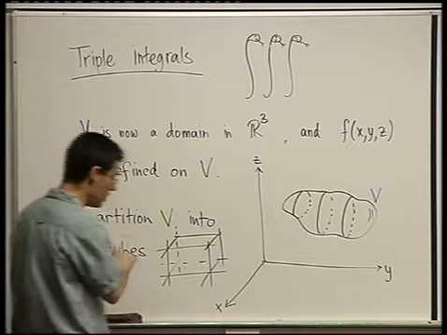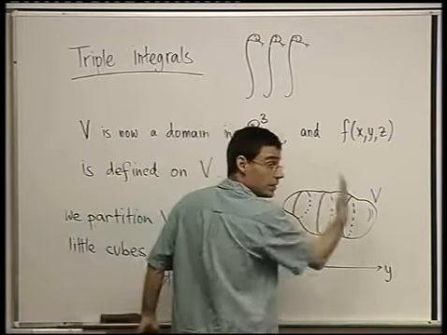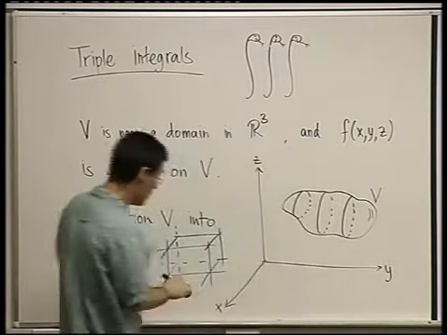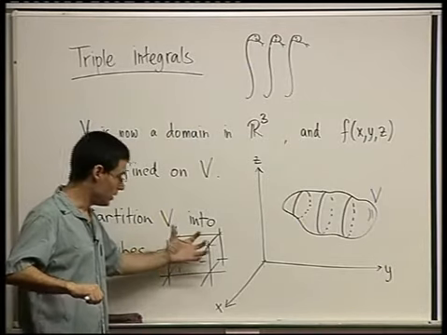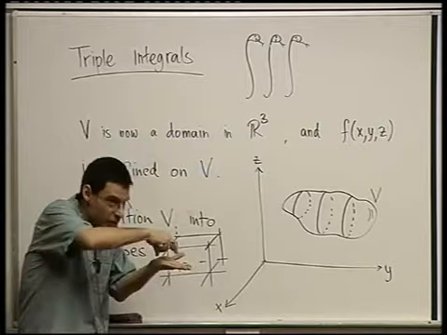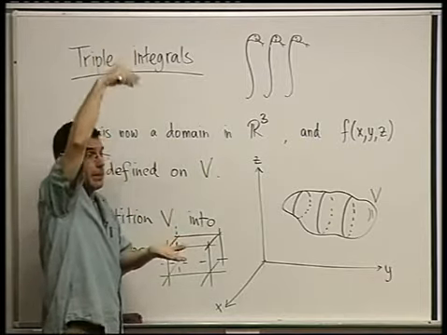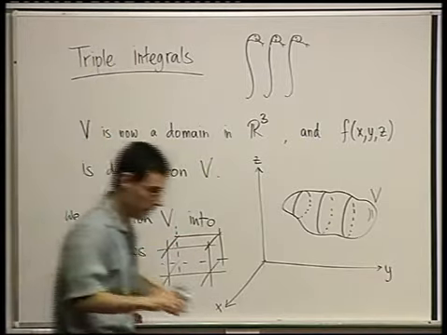We usually, our partition is parallel to the axes. Okay? So it's going to be little cubes. And again, we're not looking for the volumes of these little cubes. These are just the base on which we have to multiply by the value of f. Okay?